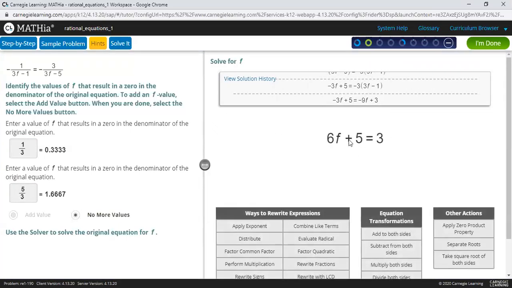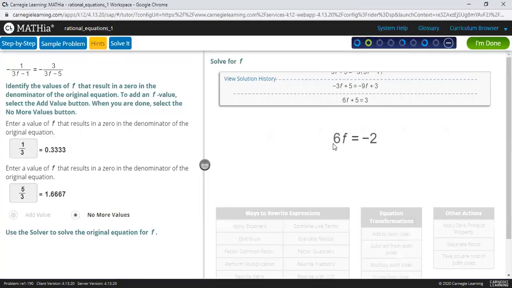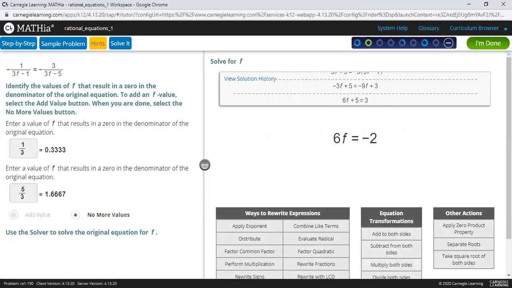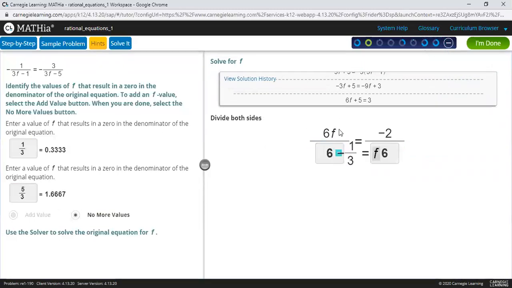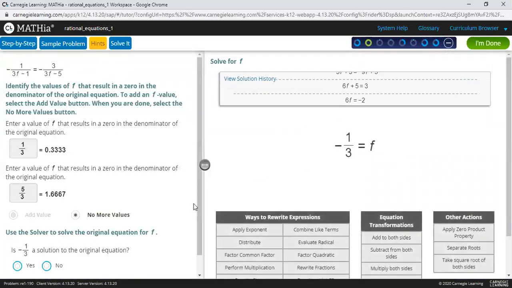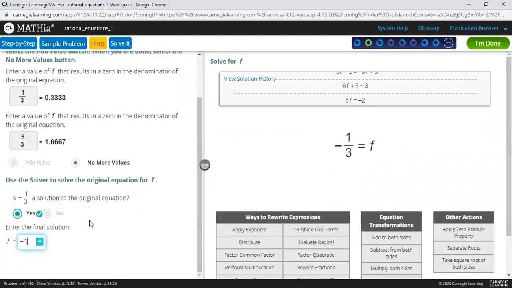And then now I'm going to subtract the 5 to balance this equation. I'm subtracting 5 from both sides. And then lastly, I can divide by 6. And you can see our f ends up being negative 1/3. So yes, this is the solution to the original equation, and f equals negative 1/3.